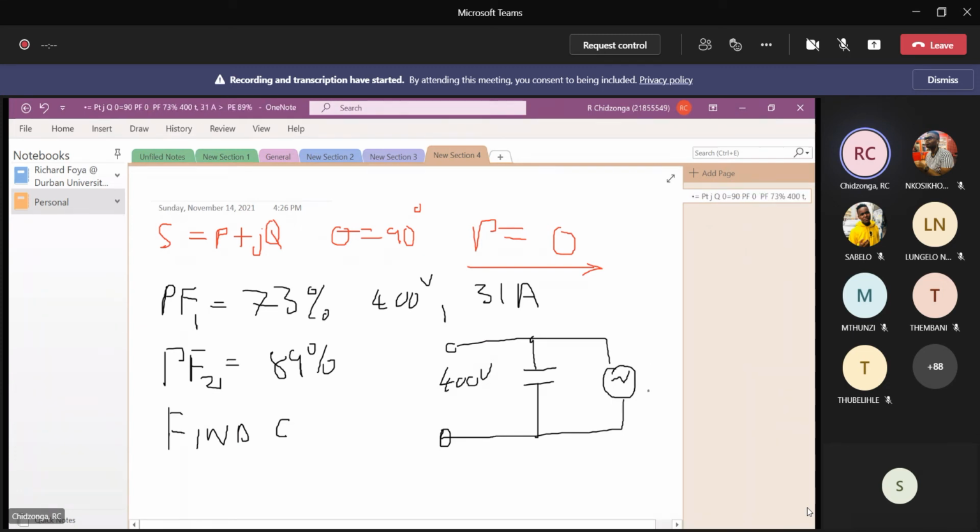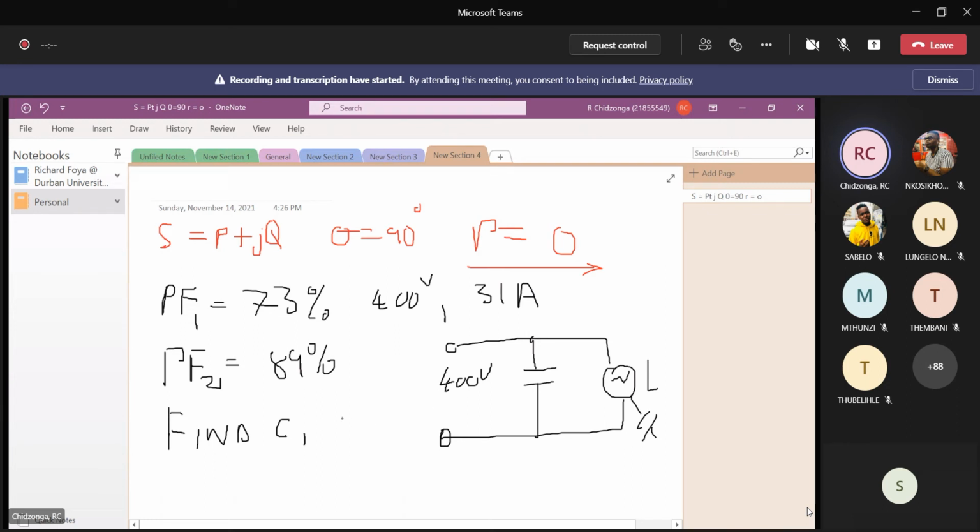So this is the load, which is a motor. Maybe it's driving a certain load, a gearbox, whatever the load is. But the picture is that we would like to improve the power factor from 0.73 to 0.89. The question is, find the value of capacitors required to achieve that.